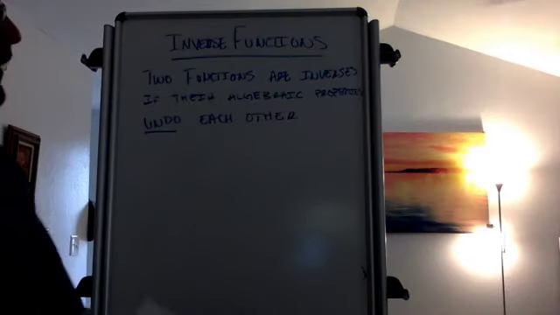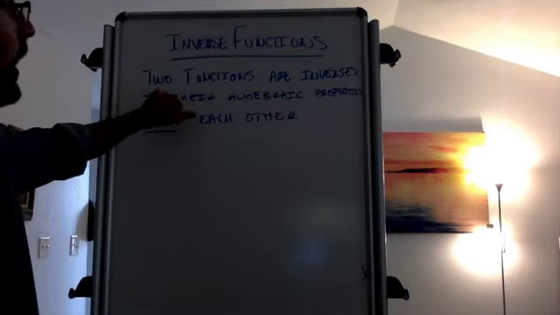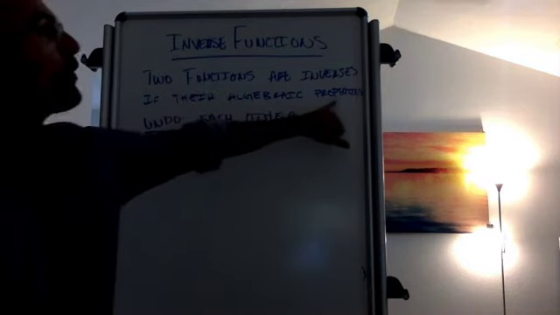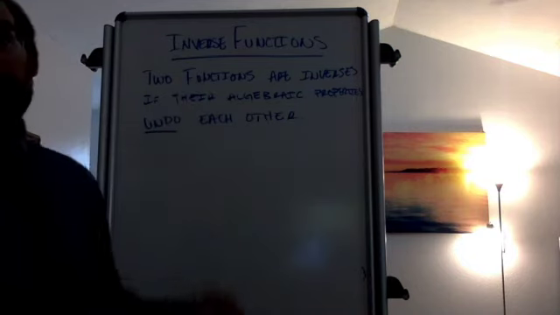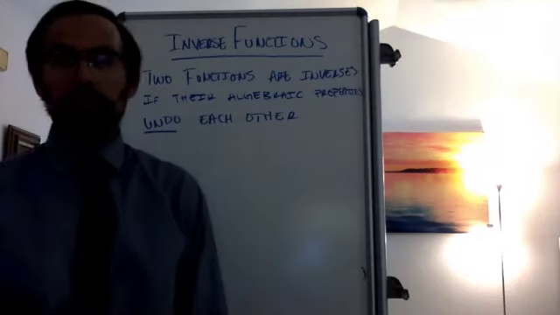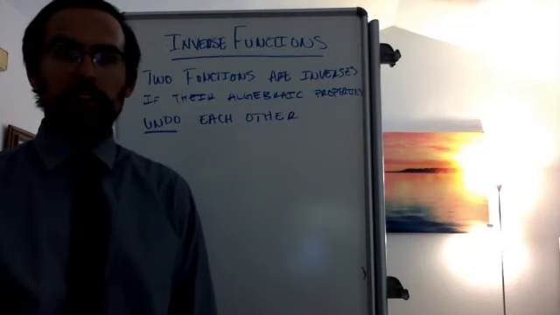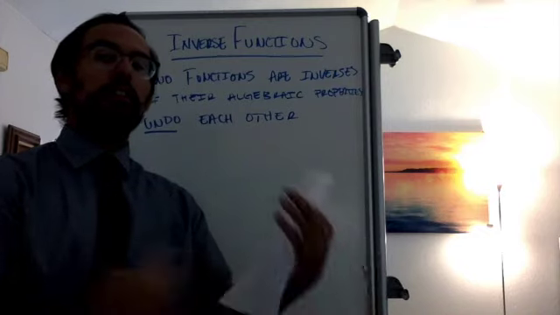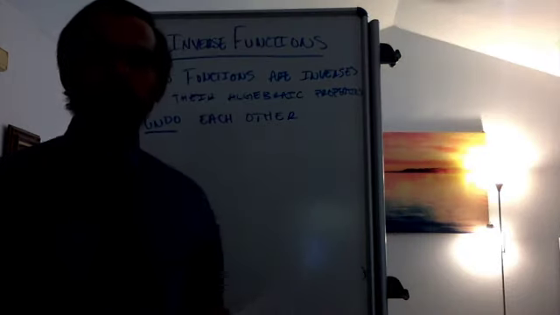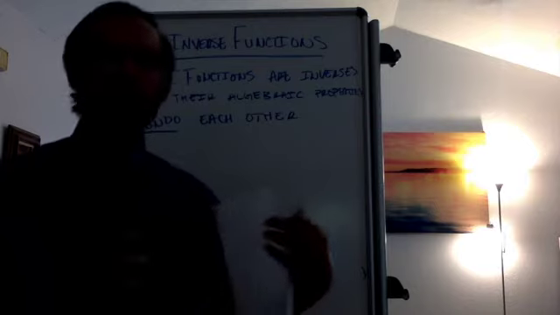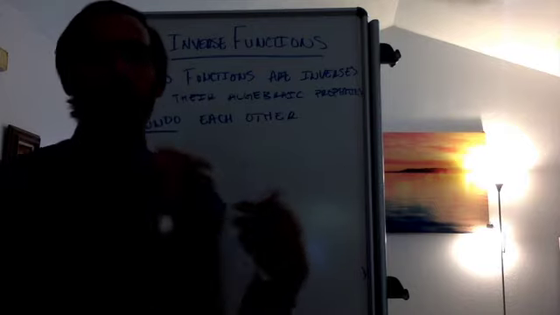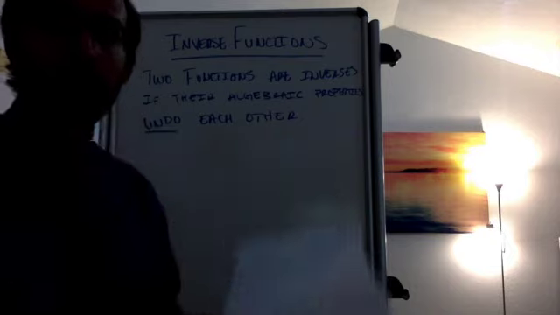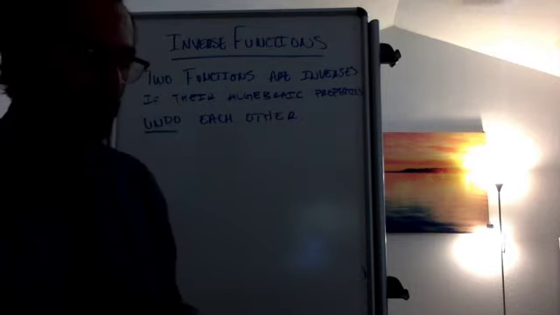So an inverse function, or two functions are inverses, if their algebraic properties undo each other. What this means, and we'll figure this out later when we get to compositions, is that when I plug one function into the other, every algebraic operation, multiplication, division, exponents, addition, subtraction, will undo each other and leave me with my original input.